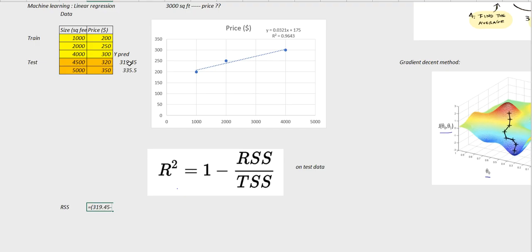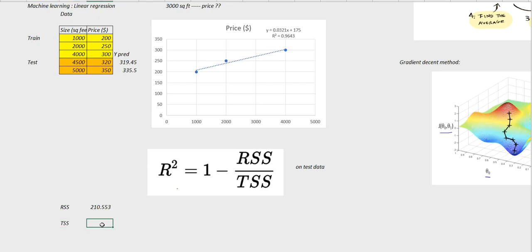319.45 minus what? Minus 320, square, plus 350 minus 335.5. Okay, so what's the residual sum square here? That is 210.553. Okay, now we will calculate the total sum square.